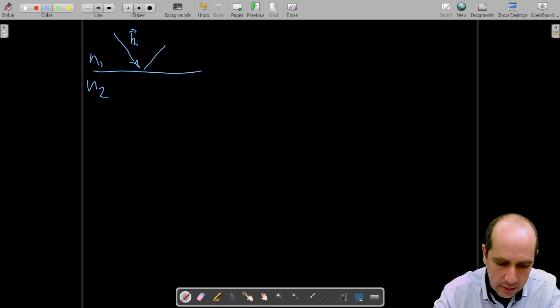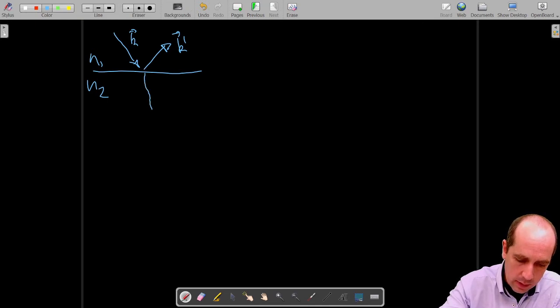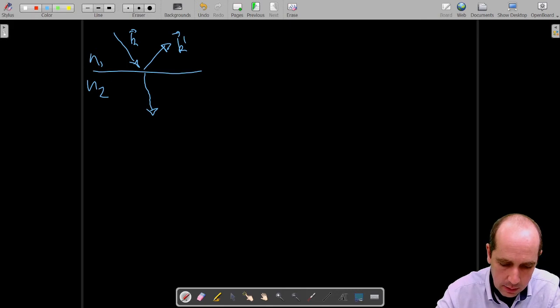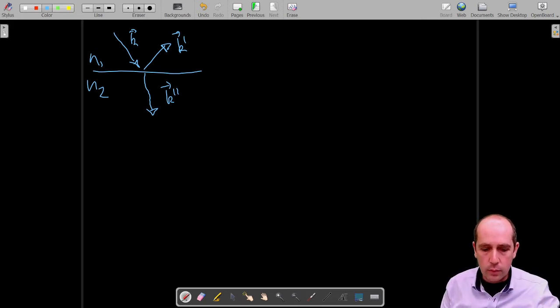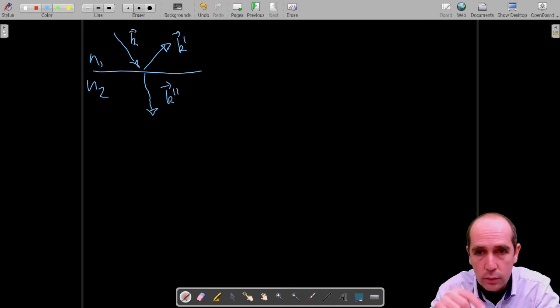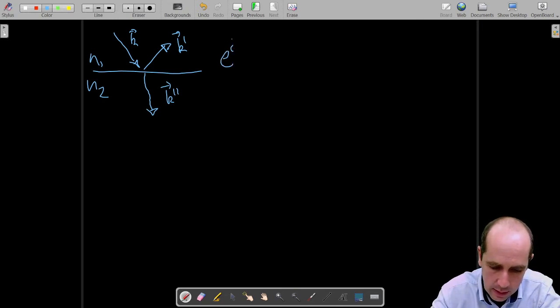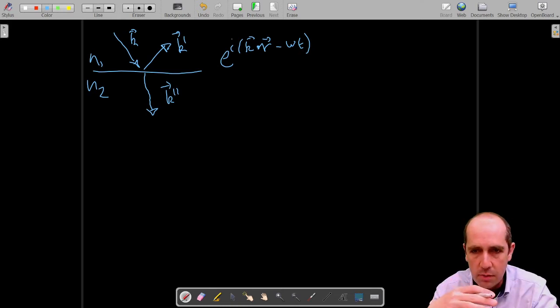You have a reflected wave, which has a k vector k prime. And we will have another wave that is transmitted through the interface, and that has a wave vector k2 prime. So this is again just putting names to things and trying to understand what's going on. And the time and space dependence of these three waves, they are all plane waves. So they are all proportional to e to the i (k dot r minus omega t), and so on. So all three waves remain plane waves.